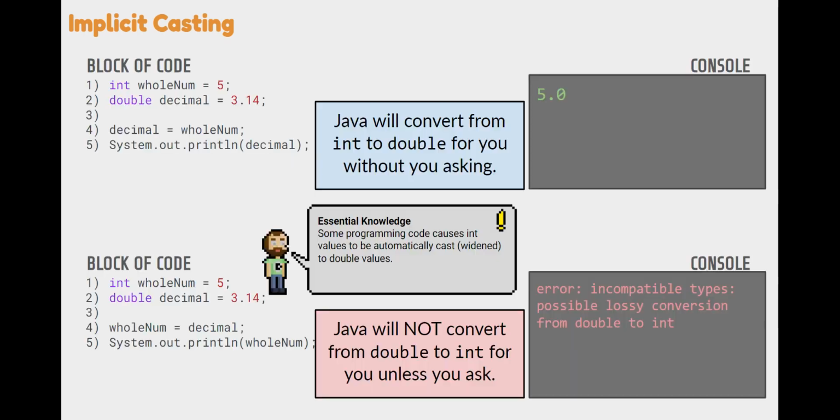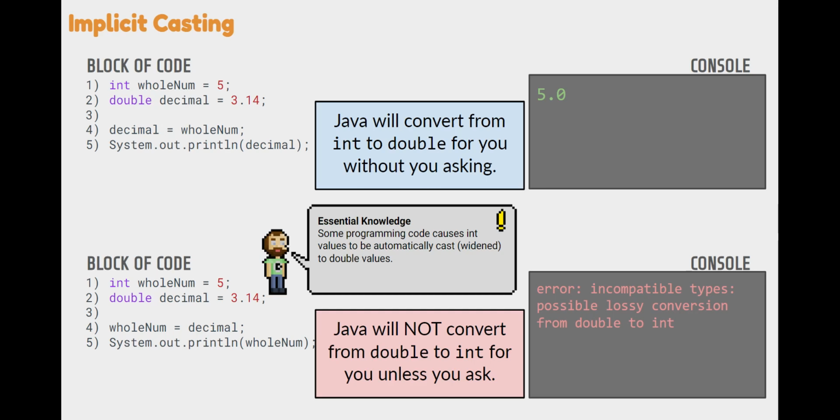You see some code samples on the left. In both samples, we are declaring and initializing two variables. We are declaring a variable of type int and naming it whole number and assigning the value of 5 to it. And we are also declaring a variable of type double and naming it decimal and assigning the value of 3.14 to it.